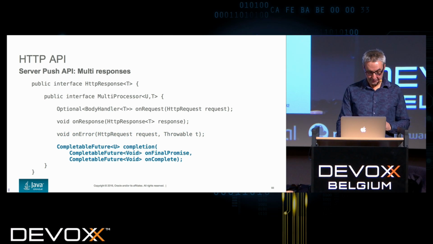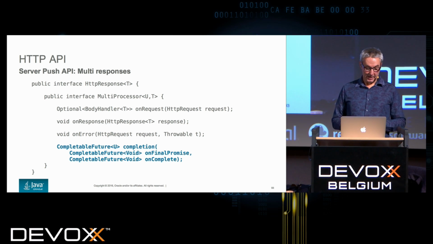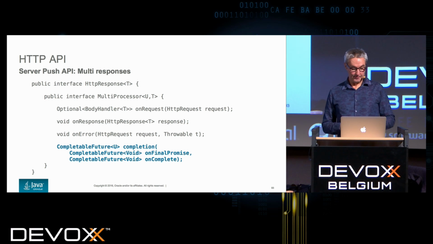So the final method then, the finisher method, allows you to create the U aggregate object. And it actually provides two completable futures as input. So that gives you the opportunity to generate this aggregated object at one of two different times, either after all of the push promises have been received or at the very end when all responses have been received. So the returned completable future can be dependent on either one of those two input completable futures.